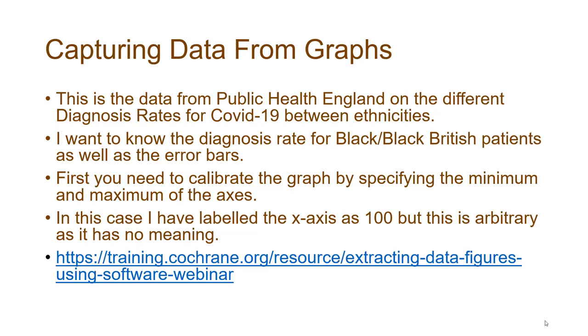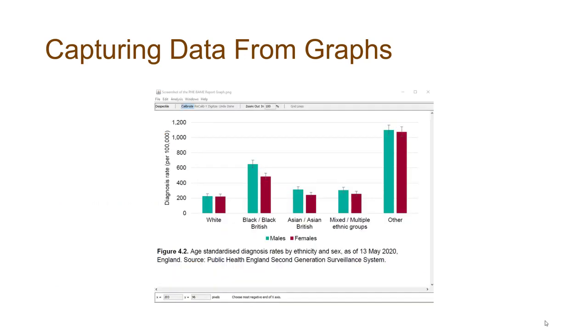Now what you need to do is get a piece of software which will look at the graph, mark on it where the zeros and the maximum values are, tell it where the zeros and the maximum values are, and then from the coordinates on the graph it can work out what the values are going to be. So if you go to the Cochrane organisation, they've got some training about how to use this particular software and also links to downloading the software.